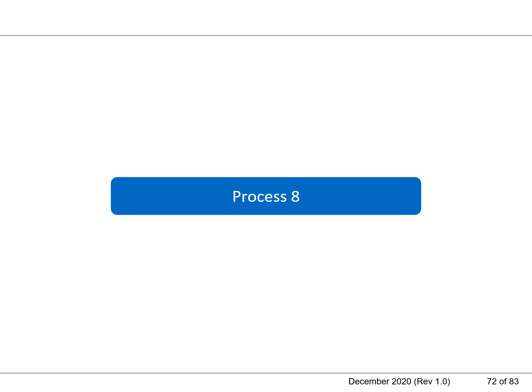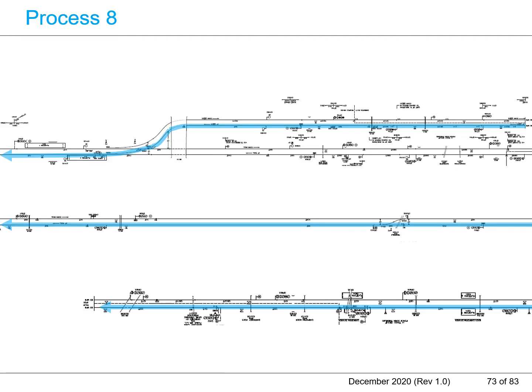Process 8 is for establishing the RSP and the EOA balise groups for the nominal direction of the other unidirectional line. Apply the principles from Process 1 to Process 5 for the other unidirectional line, as shown in blue color in this diagram, to establish the RSP and the EOA balise groups.